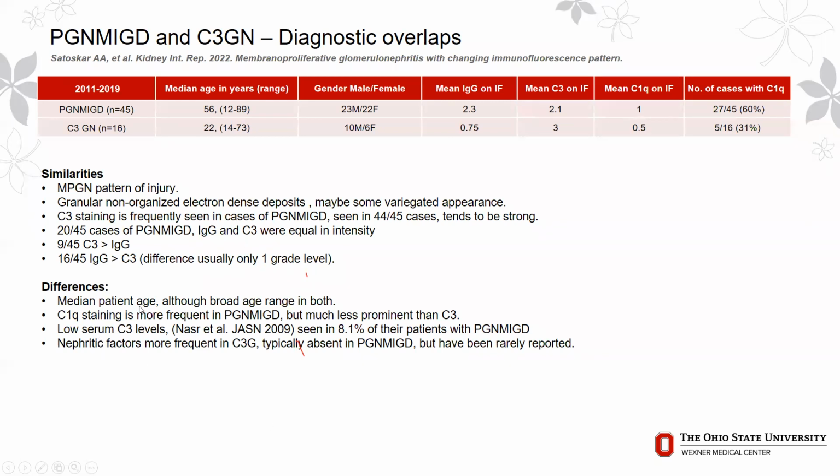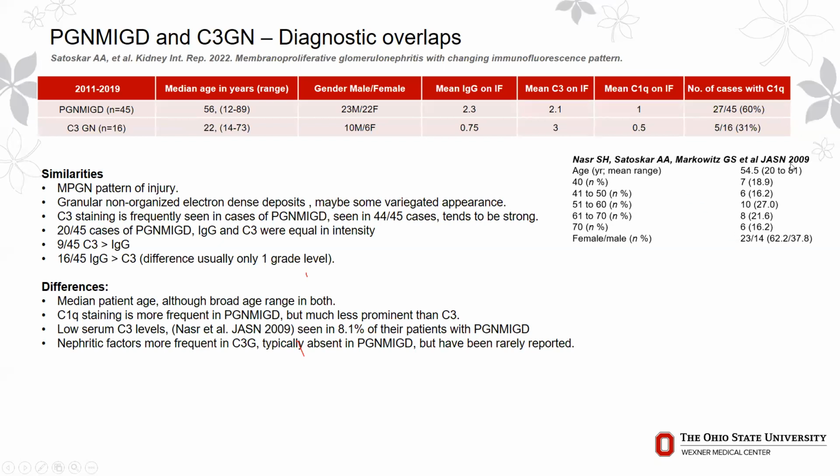And what are the differences I found? The median patient age was quite different. PGNMID tends to be an adult onset disease. C3GN is more of pediatric or adolescent age, 22. This was what I found in our cohort, but even in Sami Nasser's cohort from his paper on PGNMID published in 2009, the average age of the patient was 54, very similar to what I found here. However, if you look at the age ranges, they are very broad, again giving a lot of possibility of overlap.